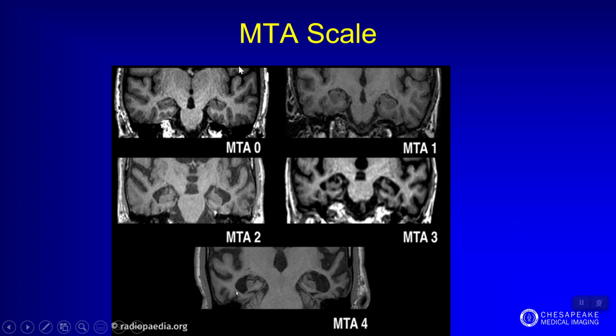This is the medial temporal atrophy score. If you look at grade 0, here's the hippocampus. The temporal horn is barely perceptible. As you go from 0 to 4, you see that there's progressive loss of hippocampal volume and progressive enlargement of the adjacent temporal horn, till grade 4, small hippocampi, large temporal horns.